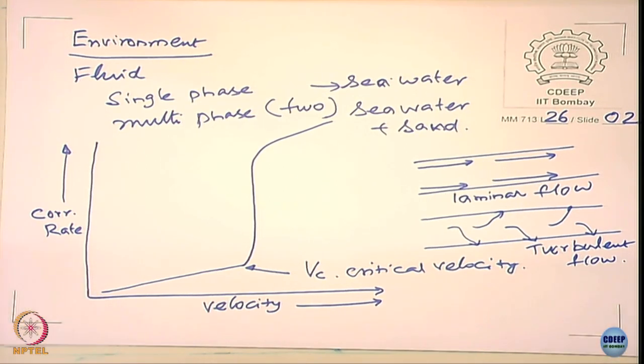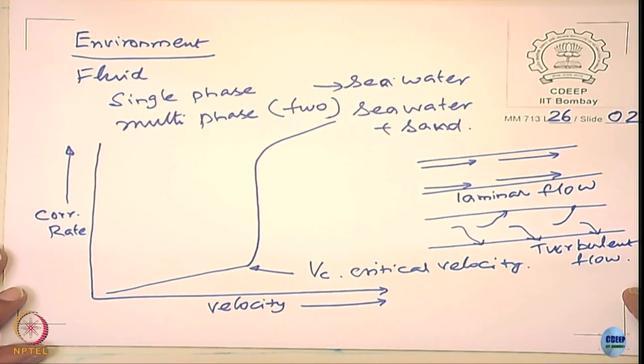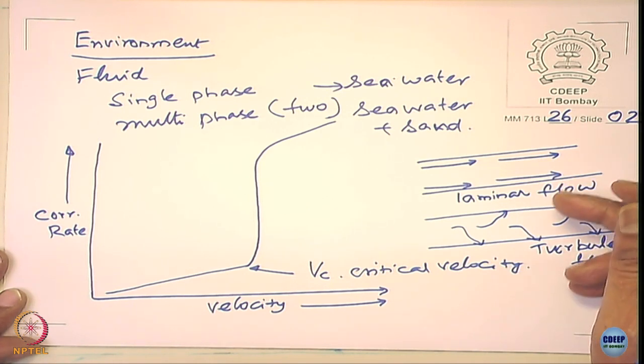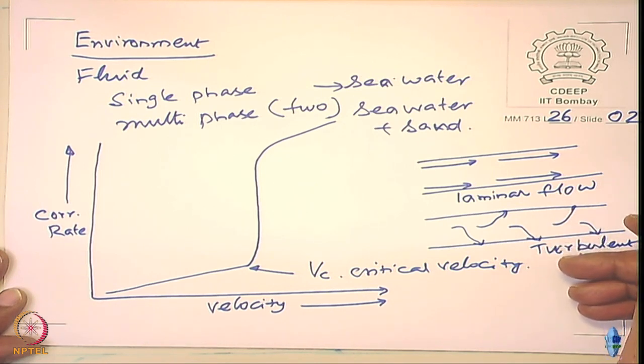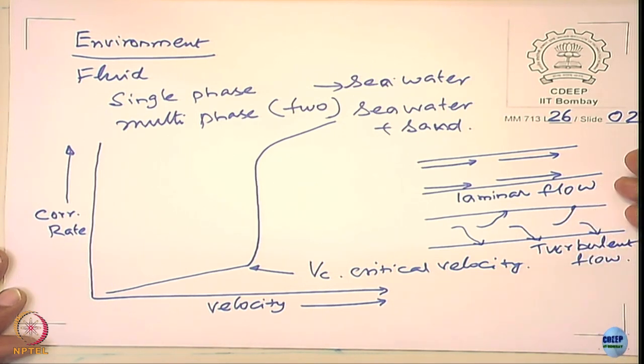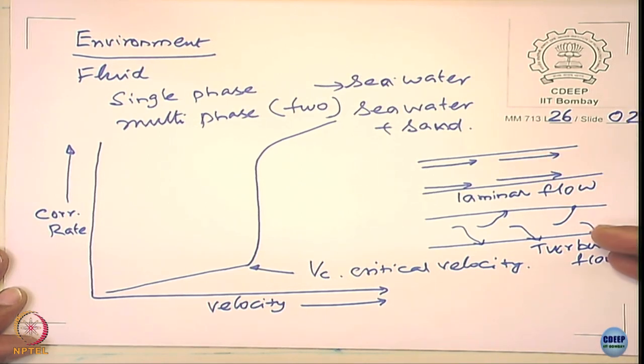Now, the laminar flow and turbulent flow are described by the Reynolds number, and there are equations, but we will not get into that kind of discussion here. It is enough to understand that the velocity, or put another way, the nature of flow, decides the kind of corrosion that can happen. Laminar or turbulent flow depends on velocity, density, the dimensions of the pipeline, and many other factors.